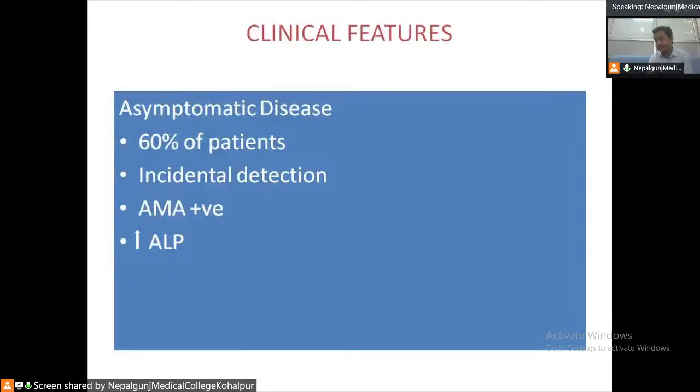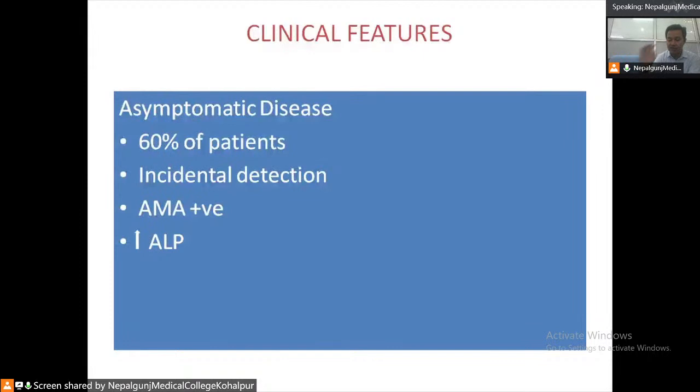Now, clinical features. Clinical presentation: on average 60% of patients are asymptomatic, and this 60% are diagnosed with PBC when investigations are done for other reasons, like screening. So it is incidental detection or incidental diagnosis in 60% of cases. AMA is positive in these cases, and the other important marker is alkaline phosphatase, ALP. When you get a female patient with pruritus, itching, and raised alkaline phosphatase, you suspect it and go for the anti-mitochondrial antibody.